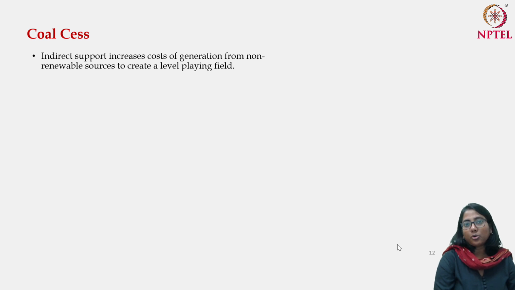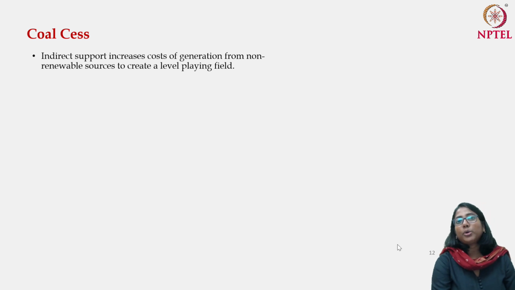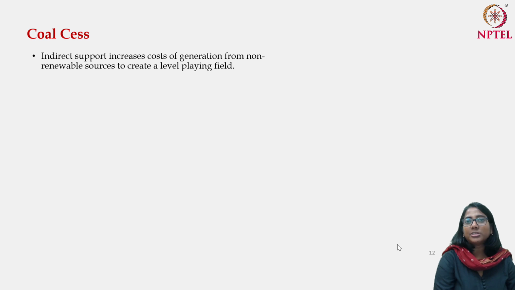Now, if you think of the coal cess, what is it doing? It's actually increasing the price of coal, which is the primary input of power generation in the thermal power station. If the input price goes up, the cost is going to go up, and therefore the price of electricity generated out of coal is also going to go up. And therefore it's not doing anything directly for the renewable energy, but in a way it is reducing the gap between the price of renewable and non-renewable energy.